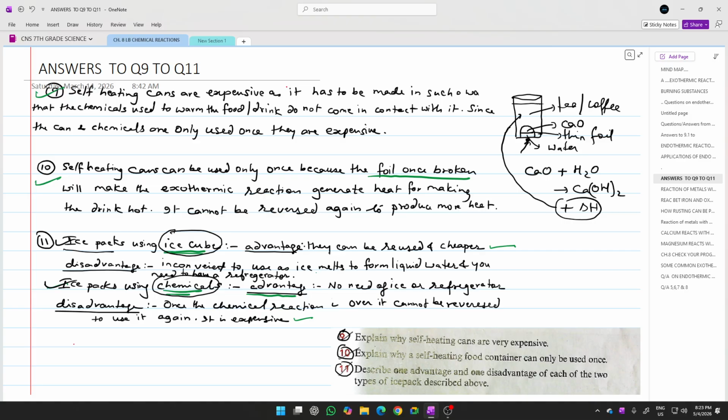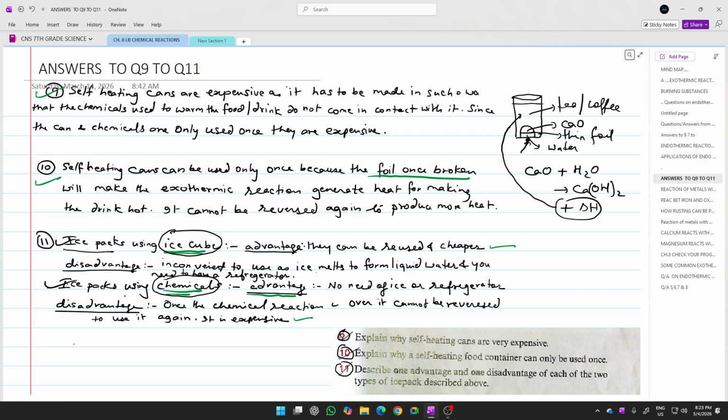From that inflated portion, the heat energy will be absorbed. Since it is an endothermic reaction, the heat will be absorbed from the surroundings, and the ice cube will start melting, but the heat from the body will be taken away by the ice cube. So in the inflated part of that body, you will get a kind of cooling effect, which will give you a sort of relief. So this is the purpose of an ice pack using ice cube.